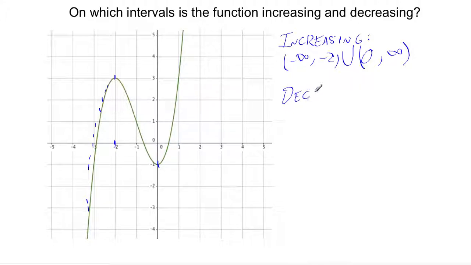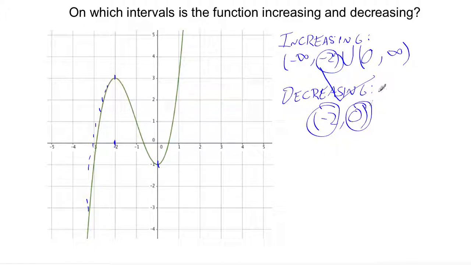Now, for decreasing, it's as the graph is going down. And that's from everything in between. So from negative 2 to 0. Now this is a nice graph, and you can see how basically we go increasing, decreasing, increasing. This endpoint matches with this starting point, and this endpoint matches with that starting point. So nice overlapping. Doesn't always happen that way, but it's something that can help you check.